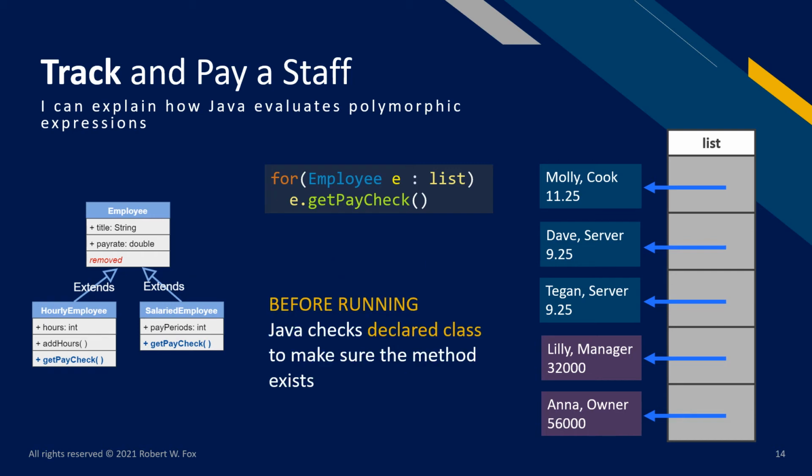If you think back to the beginning of this example, we talked about the fact that Java actually does some things before we even run the code. And specifically, when Java sees that method called getPaycheck, it's going to check the declared class to make sure it exists. Now, the declared class for the array list is employee. And when we look in the employee class, we can see that the getPaycheck method has been removed. So Java is going to throw an error and it won't even let us run our code. So this is something we really cannot remove if we want to use polymorphism in this way.